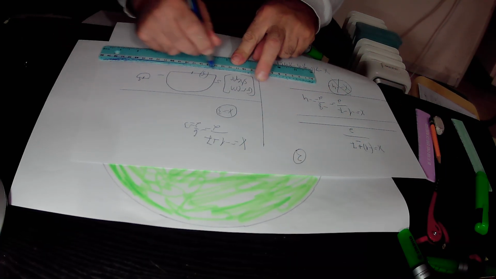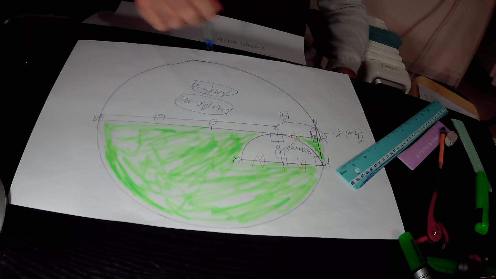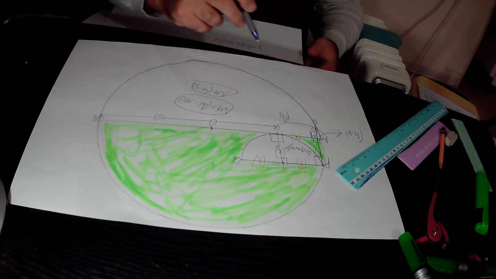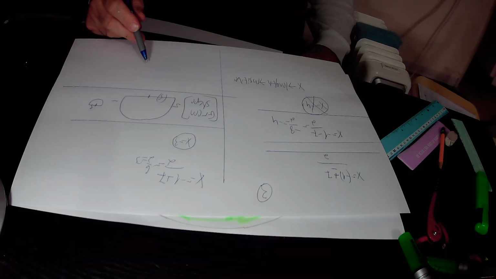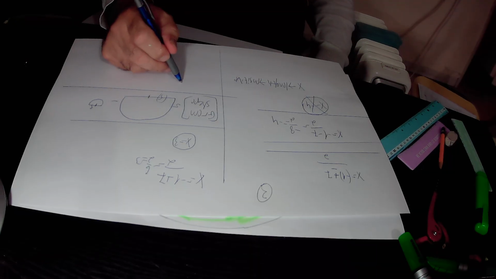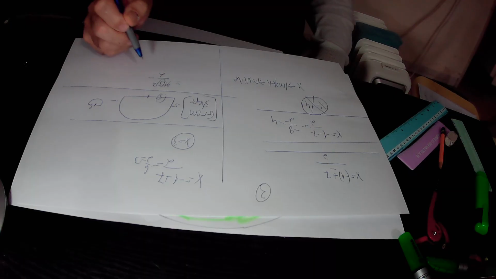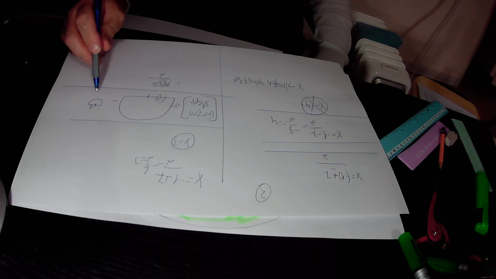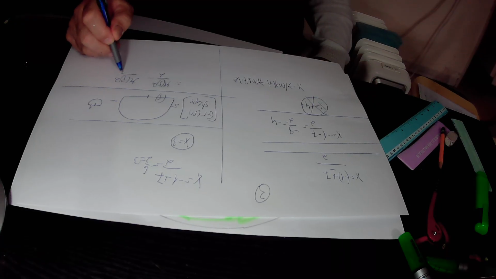So in total we found out that the area of the green shape, the area that we are looking for in this question, equals the area of the big semicircle minus the area of the small semicircle. The area of the big semicircle is pi r squared over 2. R is 5, so it is pi 5 squared over 2, minus the area of the small semicircle. The radius of the small semicircle is 3, and therefore its area is pi times 3 squared over 2.